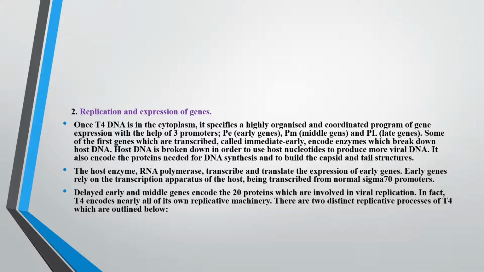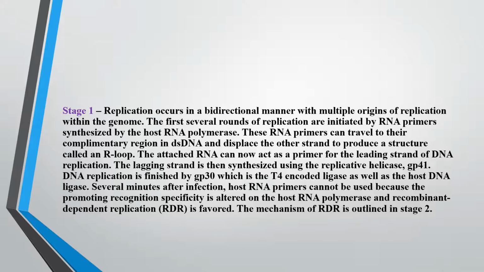Delayed early and middle genes encode 20 proteins that are all involved in viral replication. There are two distinct replicative processes of T4. First, replication occurs in a bidirectional manner with multiple origins of replication within the genome. The replication can start from any side. The first several rounds of replication are initiated by RNA primers, which are synthesized by host RNA polymerase. These RNA primers can travel to their complementary region in double-stranded DNA and displace the other strand, which produces a structure called an R loop.